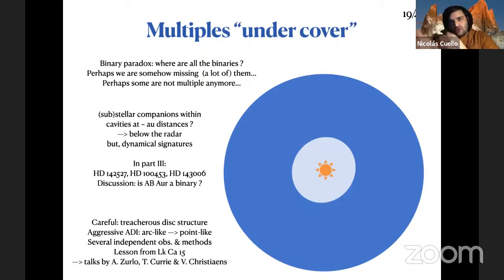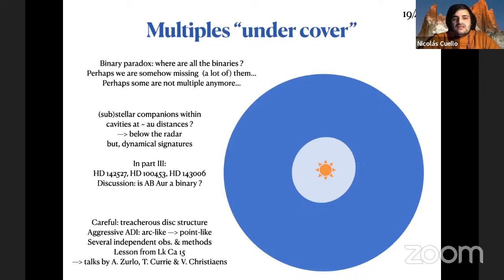Before going to real systems observed, we can also have multiples undercover. This is the binary paradox, as Fermi would have called it. Where are all the binaries? If everything's multiple, where are the binaries? Perhaps we're missing some or a lot of them, but perhaps some are not multiple anymore, but they used to be multiple, as I just showed.